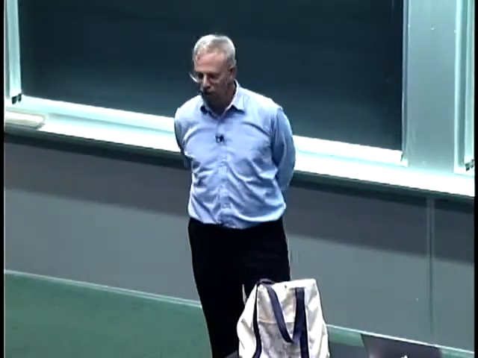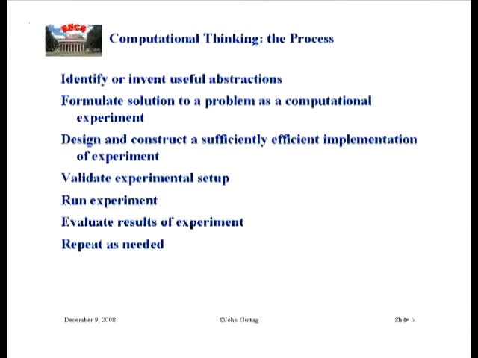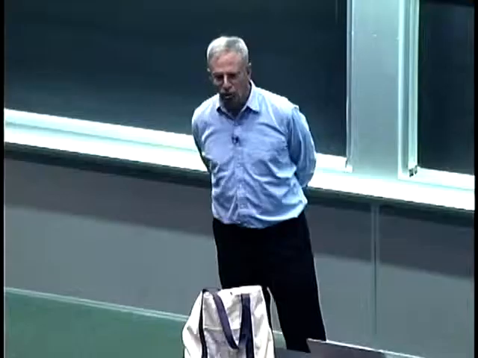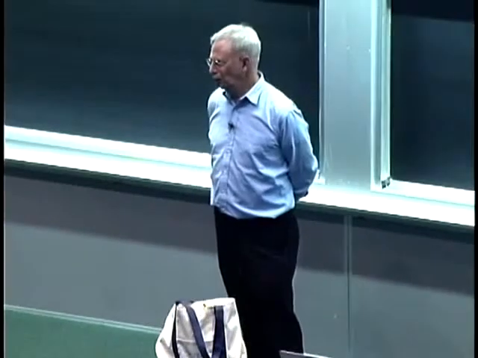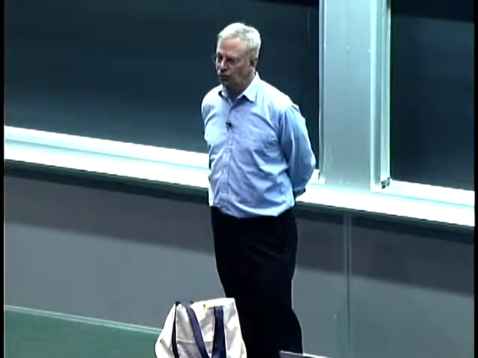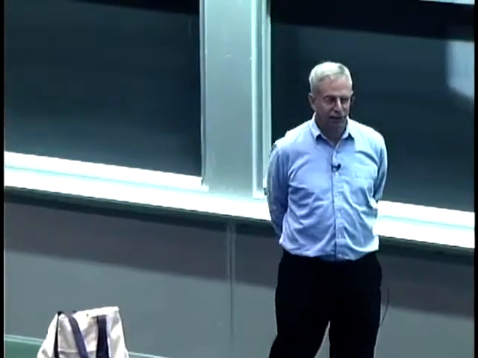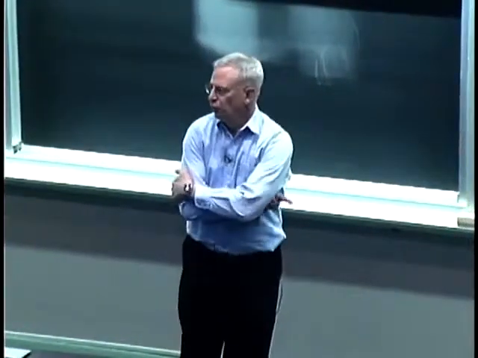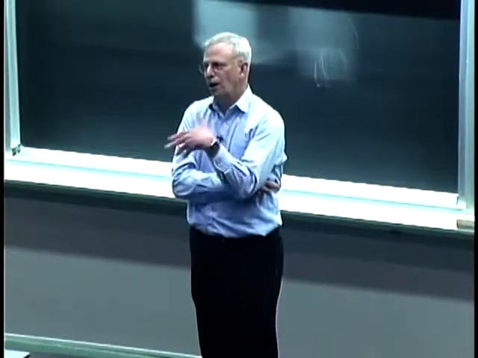And I want to emphasize the word sufficiently here, in that it only has to be fast enough to run it and get an answer. It doesn't have to be the fastest possible. We then need to validate the experimental setup, convince ourselves that the code is right, and then run the experiment, and then evaluate the results, and then repeat as needed. And that's, of course, the key. By now, you've all learned that these experiments rarely are done the first time you run them. But, of course, this is true of experiments in biology and physics and chemistry and everything else. But this is the basic process. And I think it's a view that's not universally held, but I think is the correct view of what computational thinking is all about. It's an experimental discipline.